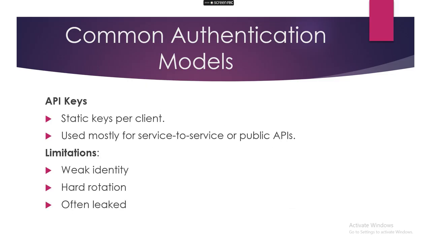So the other model for authentication is called API keys. Now these are static keys, and they are issued per client. Right? They are used mostly for service to service or public APIs. For some of you who are developers, you have used ChatGPT, so you have the GPT API keys. You have used Google, so you have the Google API keys, even if you want to include maps. Essentially these are services that allow other services to request certain usage of them. So they are mostly important for service to service communication.